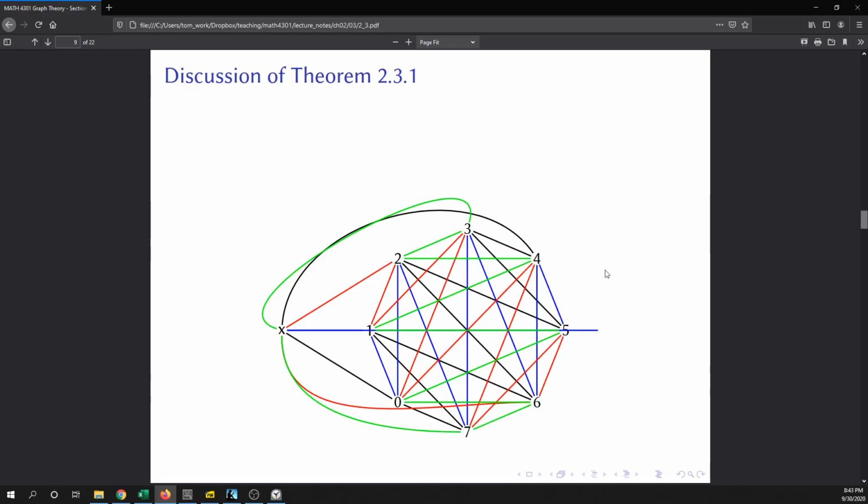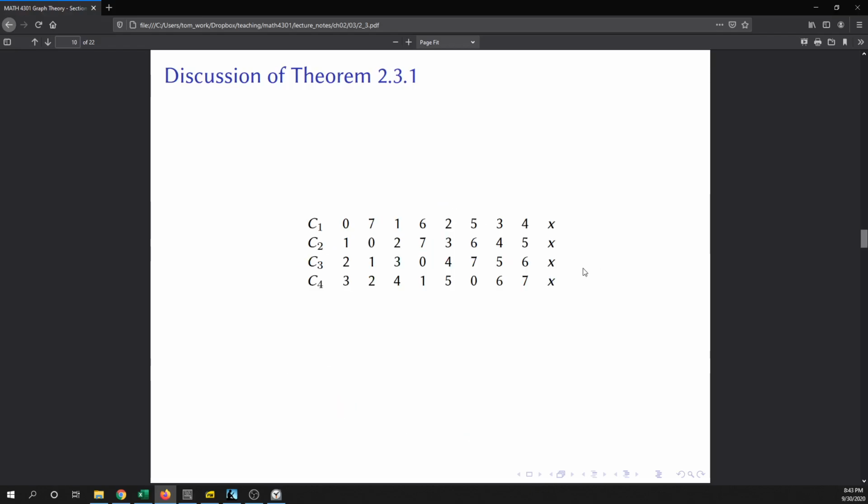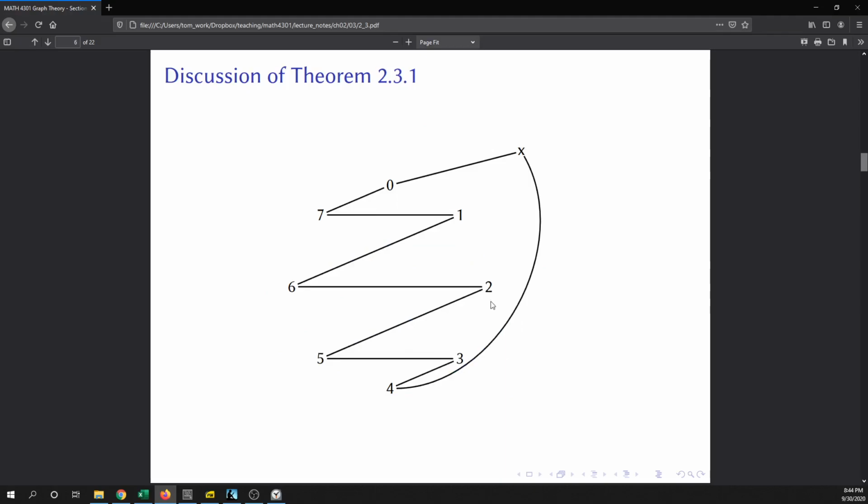And so here we've got a decomposition of K9, the complete graph on 9 vertices, into 4 Hamilton cycles in this case. Okay? So that's how you do it for K9. Here is a list of the cycles. You can see that first one that we started with was 0, 7, 1, 6, 2, 5, 3, 4, x. So that was this one.